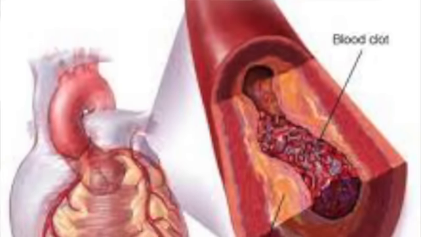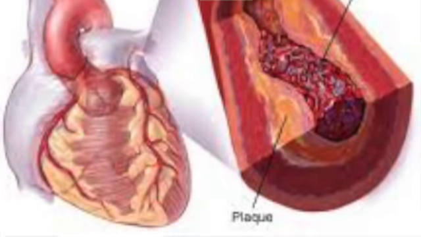Heart complications. Narrowing of the coronary arteries, which supply blood to heart muscle, results in cardiac complications. About 80% of patients with diabetes die due to coronary heart disease.